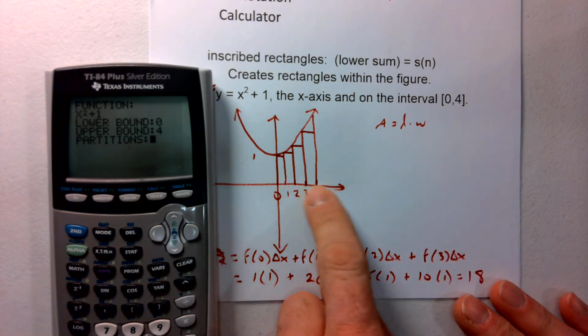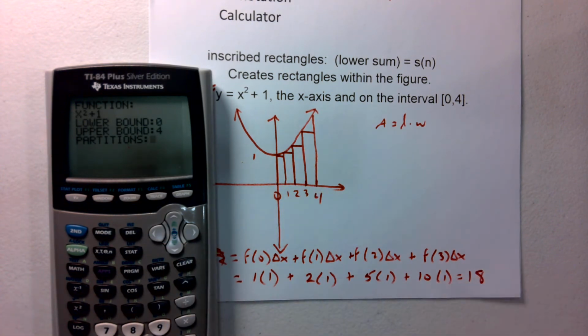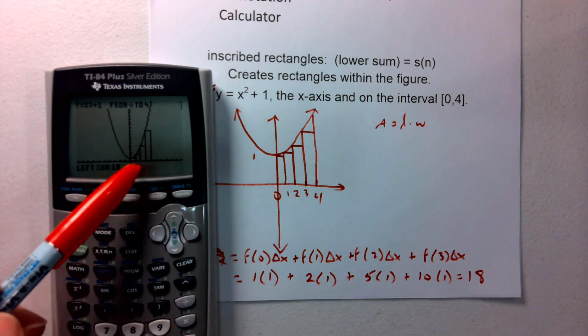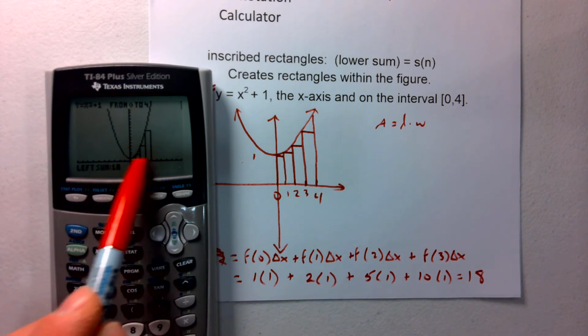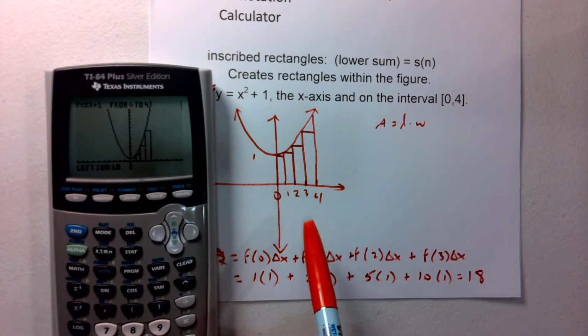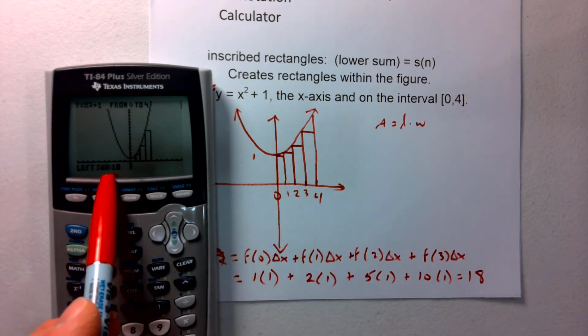Our partitions, I cut this into 4 partitions. Again, we can cut this in as many partitions as we want, but I'm going to cut it into 4. We're going to hit Enter. It's going to work a little bit. Now I'm going to do a left Riemann sum. And notice with this, and your graph could look a little different, it's created 4 regions, 4 rectangles in there, and it's going to mirror very close to what we have on our graph. And it's going to give us that left sum.